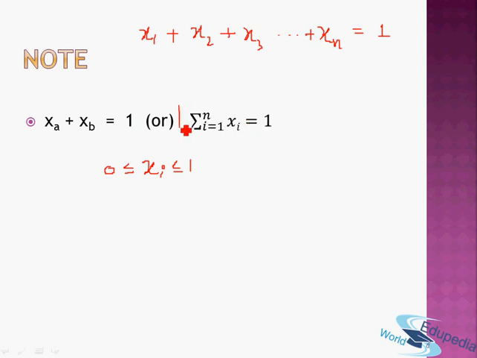In mathematical terms, it is often written in this form. Sigma represents summation. So the summation of xi, where i ranges from 1 to n, is x1 plus x2 up to xn. That is always going to be 1, given that my solution is made up of only n different substances.